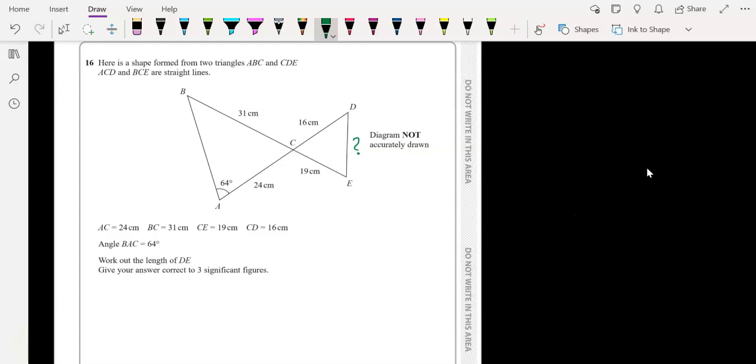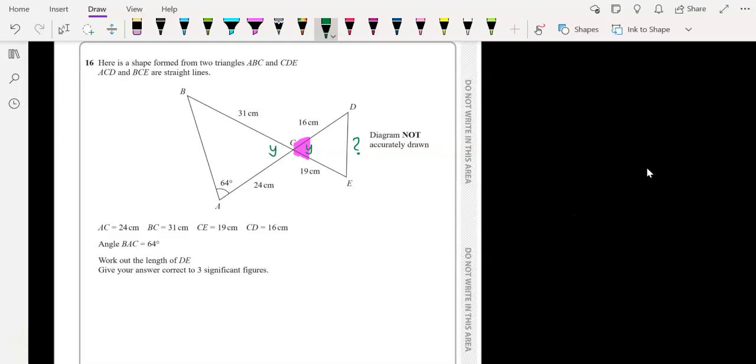Now, to find side DE, in this triangle, I have side DC, I have side CE. If I can find angle DCE, then I can use the cosine rule and I can find side DE. Now, our objective is to find this angle. This angle is equal to angle BCA because they are vertical angles.